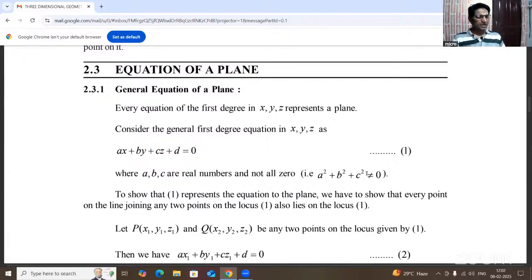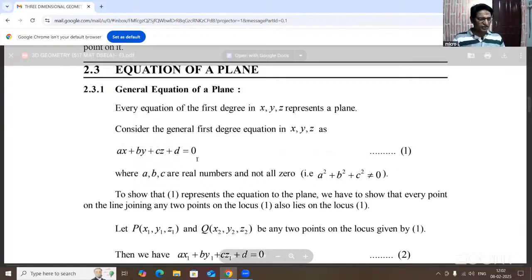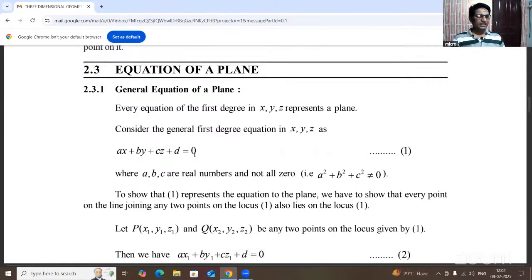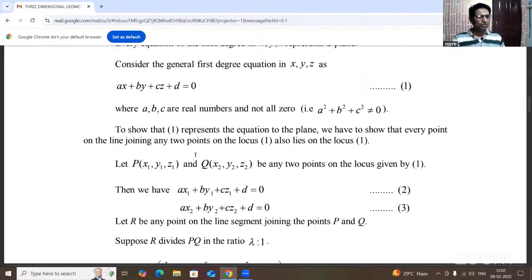Here a, b, c are real numbers, but not all equal to 0. Hence the condition is that the sum of the squares of the real numbers, a square plus b square plus c square, is not equal to 0. The coefficients of x, y, z are a, b, c. That is the important condition of a plane. So this is the general form of a plane equation, ax plus by plus cz plus d equal to 0.